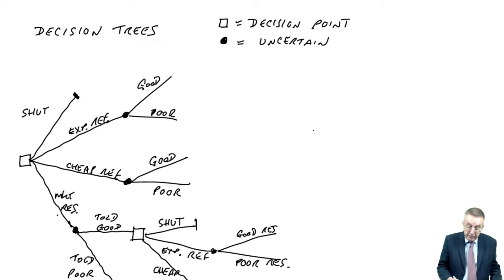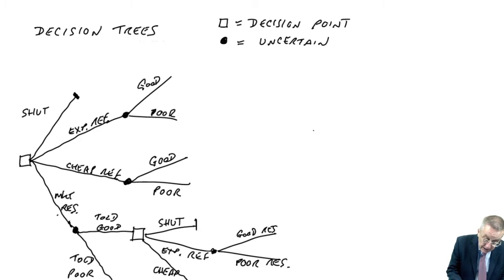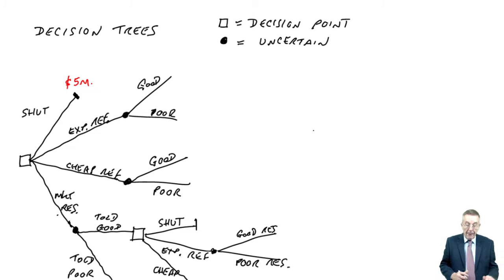I'll do a branch at a time. First of all, suppose our decision does end up being to shut. Well, note A says if we shut down the office, we'll receive 5 million. So we now know the benefit of making that decision.